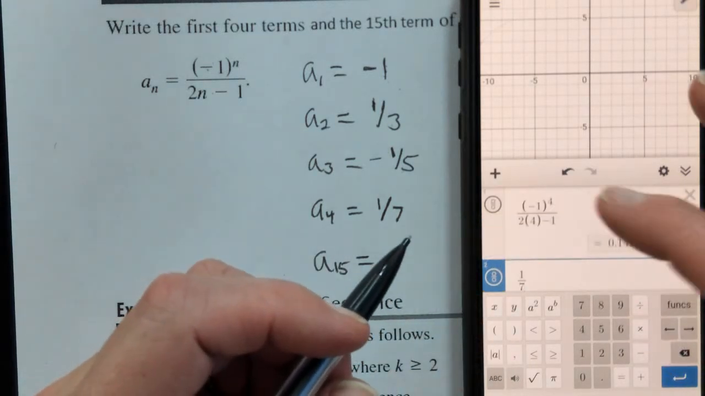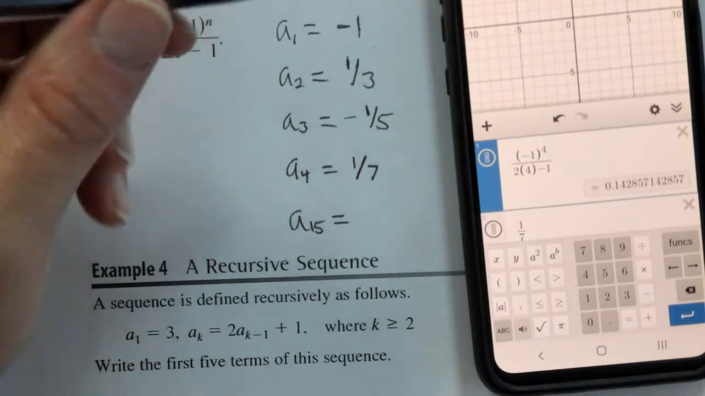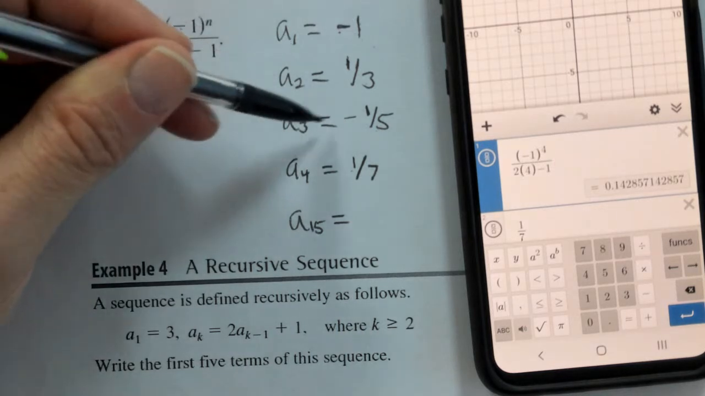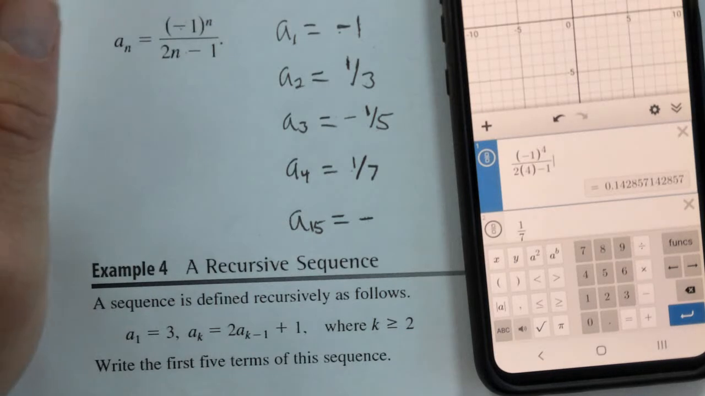Okay. All right. And so negative, positive, negative, positive. So the odd terms are negative. So A15 should be negative, right?